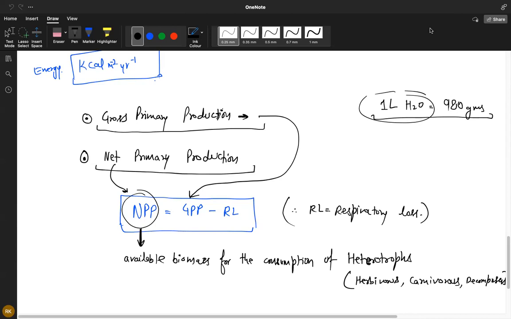GPP minus the respiratory losses by the plants, by the autotrophs, then it becomes NPP. Now that NPP is available for the heterotrophs. We don't depend on sunlight, water, or CO2. We only depend on the starch which is produced by the autotrophs. Do you understand this? Everyone is clear with this concept? So secondary production depends on NPP, but primary production, which itself is GPP, depends on sunlight.